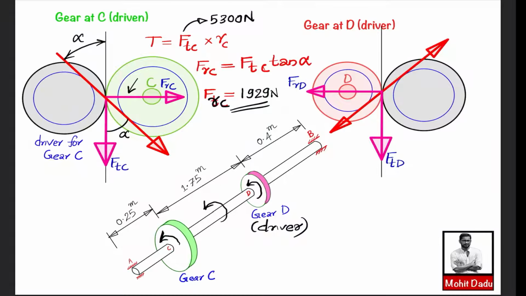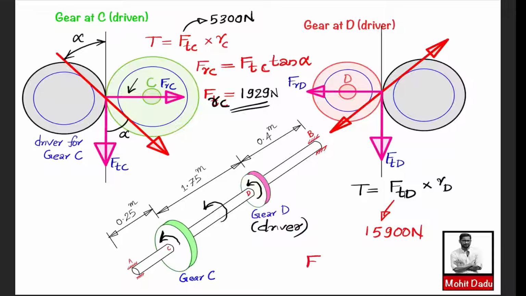So how can you evaluate the FRD and FTD? Here this torque you are already having. So torque can be equated to... here also the FTD is trying to rotate the gear, or it is involved in the power transmission. So torque will be equal to the tangential component FTD into the radius of gear D. Radius of gear D is mentioned in this question, so you can substitute and find the value of FTD. Then you will be getting FTD as 15,900 Newton.